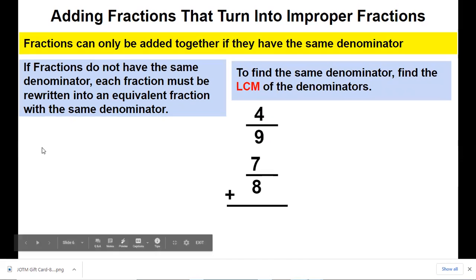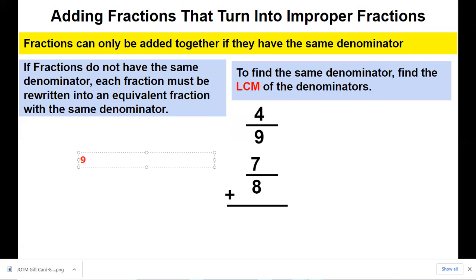So if I was to count by nines, I would get 9, 2 times 9 is 18, 3 times 9 is 27, 4 times 9 is 36, 5 times 9 is 45, 6 times 9 is 54, 7 times 9 is 63, 8 times 9 is 72, 9 times 9 is 81, and then 10 times 9 is 90. I probably don't have to go further than that, but if I did, I would just continue from there.